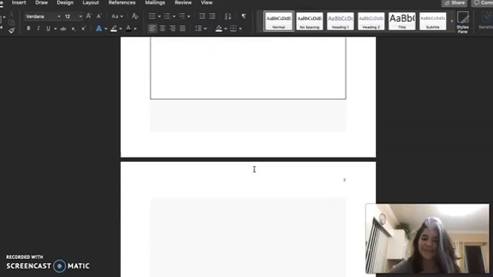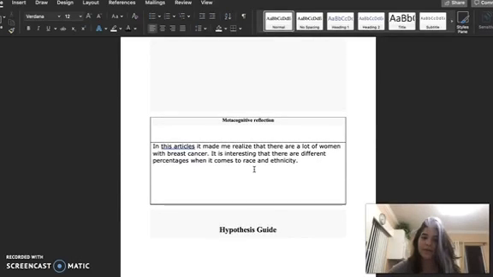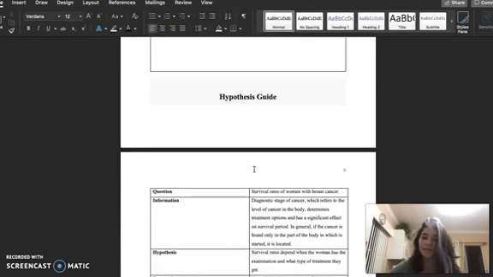Probably did. Okay, for the metacognitive reflection, this article made me realize that there are a lot of women with breast cancer. It is interesting that there are different percentages when it comes to race and ethnicity.